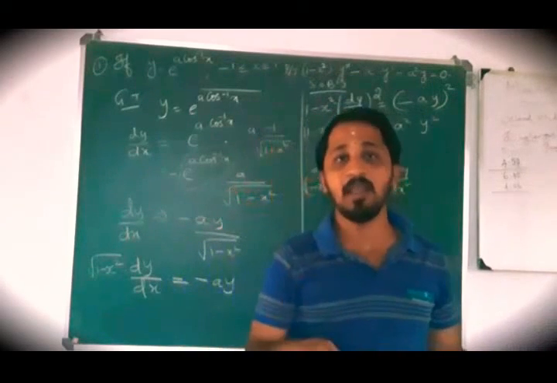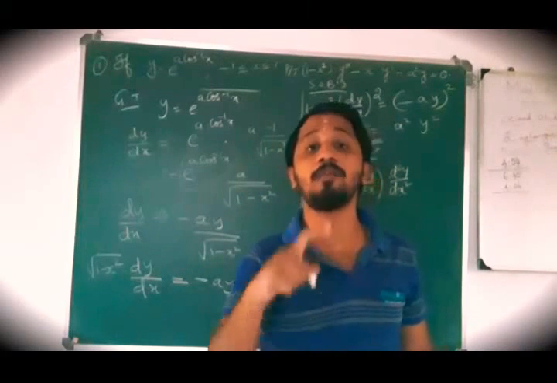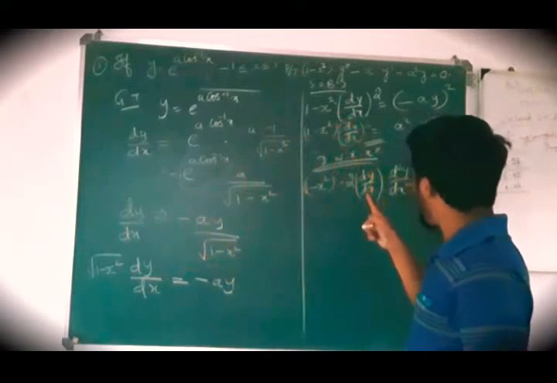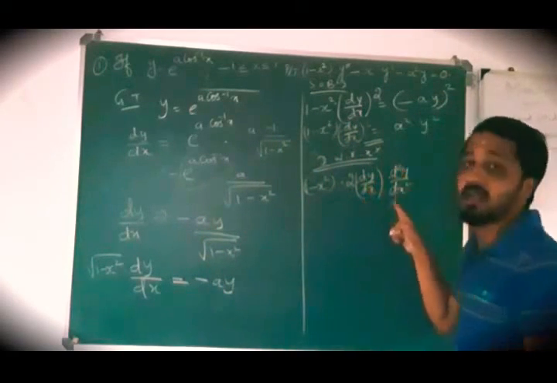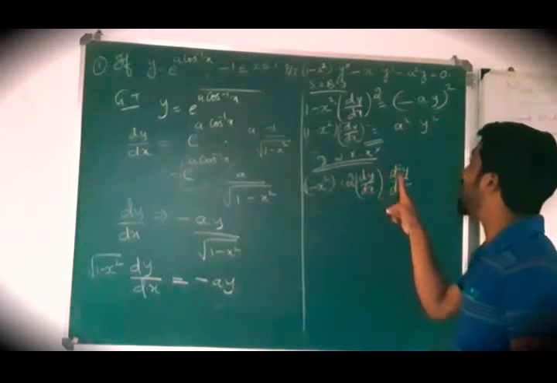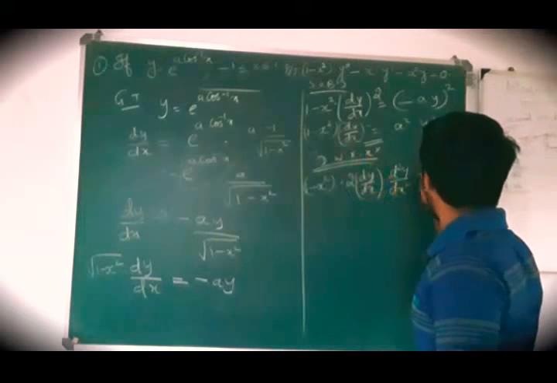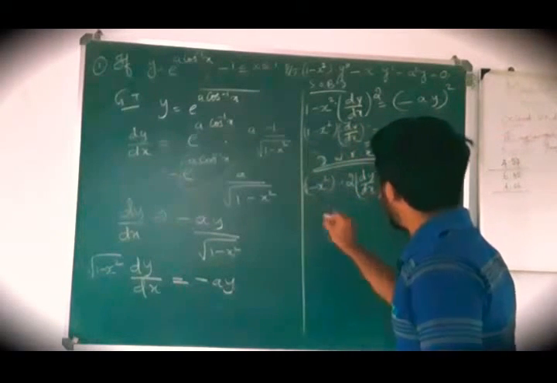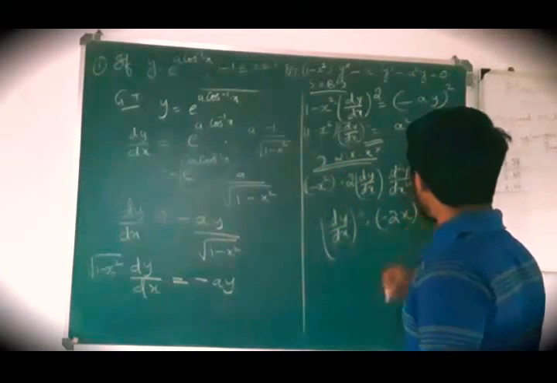So (dy/dx)² — if I want to differentiate, it is of the form x². So 2x, that means 2 into dy/dx. In place of x, I have dy/dx. So I am differentiating dy/dx again, that is d²y/dx². So first function into the derivative of the second function plus second function into the derivative of the first function, that is minus 2. Yes or no?